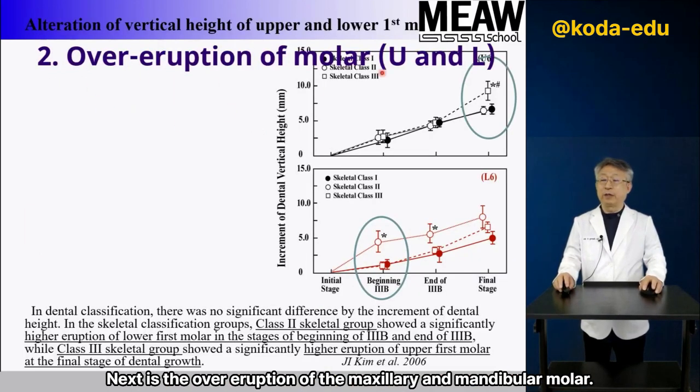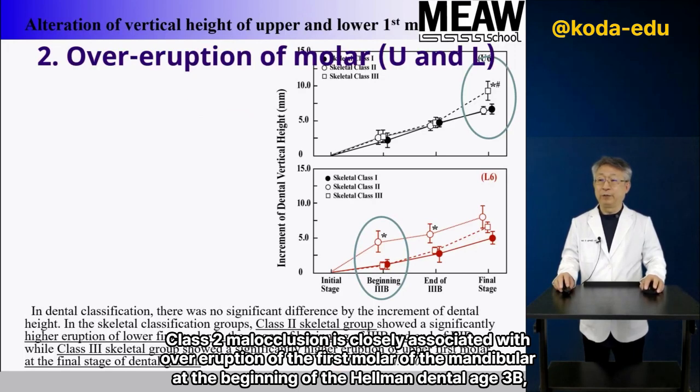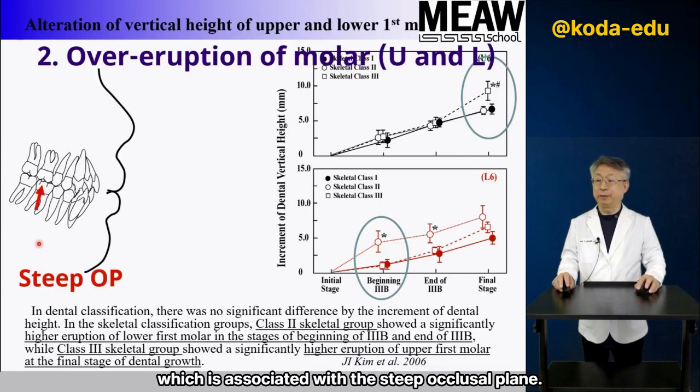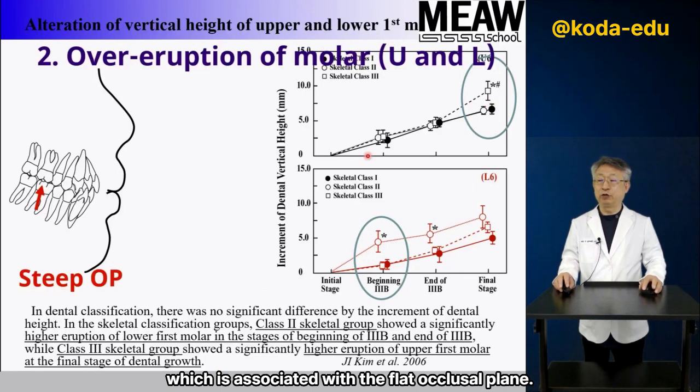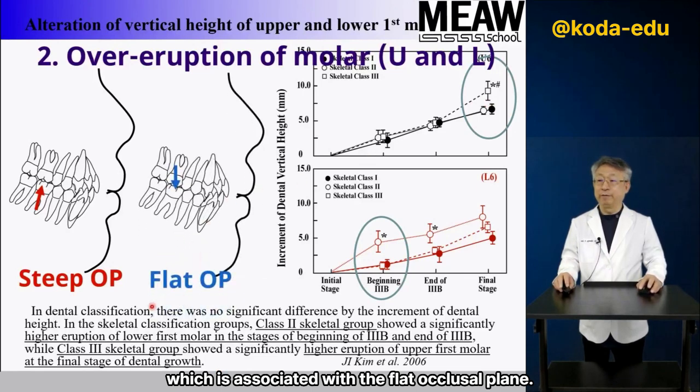Next is the over-eruption of the maxillary and mandibular molar. Class 2 malocclusion is closely associated with over-eruption of the first molar of the mandible at the beginning of the Hellman dental age 3, which is associated with the steep occlusal plane. On the other hand, class 3 malocclusion is closely related to over-eruption of the maxillary first molar at the finishing stage of the occlusion, which is associated with the flat occlusal plane.